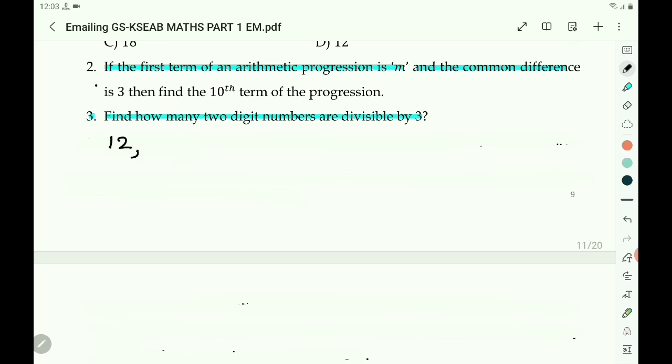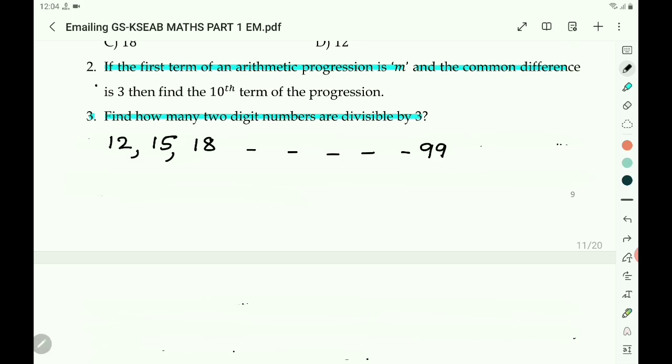Next add 3. The next number is 15. Next number is 18. And the last 2-digit number divisible by 3 is 99. It is divisible by 3 because 9 is divisible by 3, and 99 is 33 times 3. So this is the first number and this is the last number. They are the 2-digit numbers which are divisible by 3.